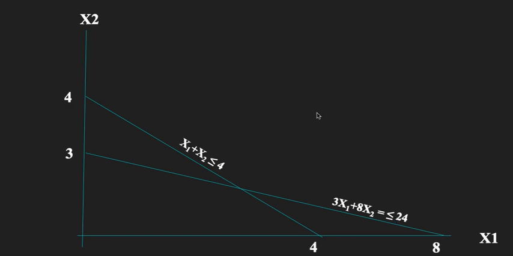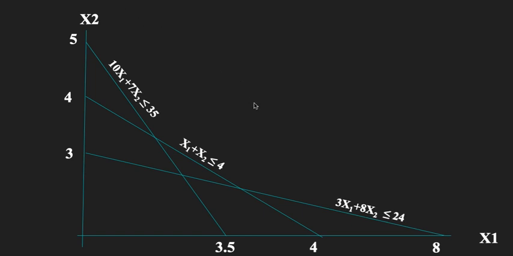Then we have the next equation, the last equation, where x1 is 3.5, which is here, and the x2 value is 5, which is somewhere here, and we are going to connect these two points, that is 5 and 3.5, and the equation here is 10x1 plus 7x2 is less than or equal to 35.